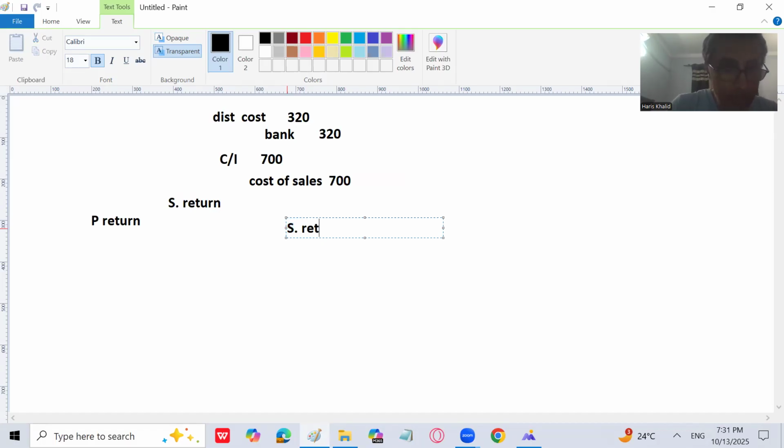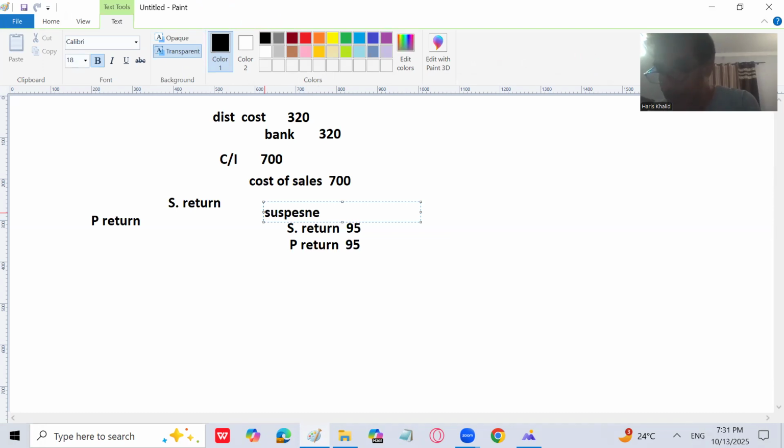First of all, we'll correct the mistake. So sales return is going to be credit with 95. Then purchase return is not recorded. It will be recorded on the credit side where it should have been written. On the debit side, I'm supposed to write the suspense account because no other account is going to be involved. So suspense will come for that particular purpose. So let me write the total of this, 95 into 2. So that is going to be 190. So I will debit it with 190.